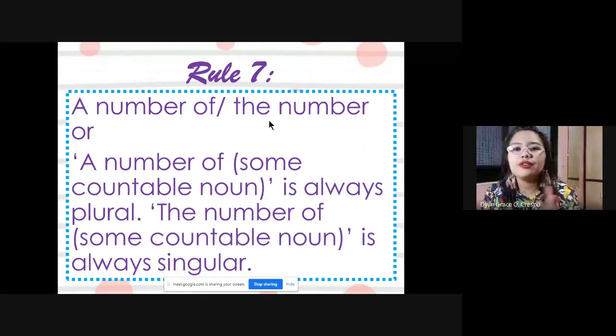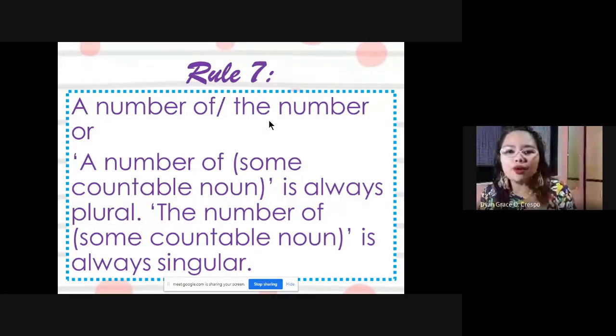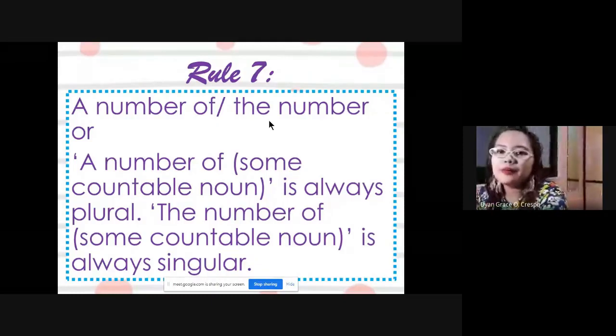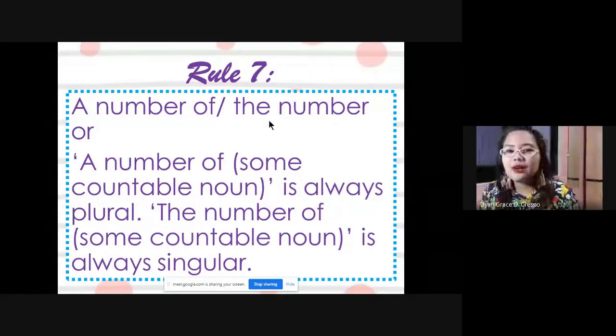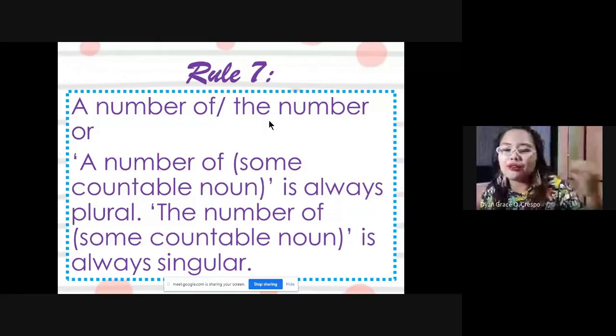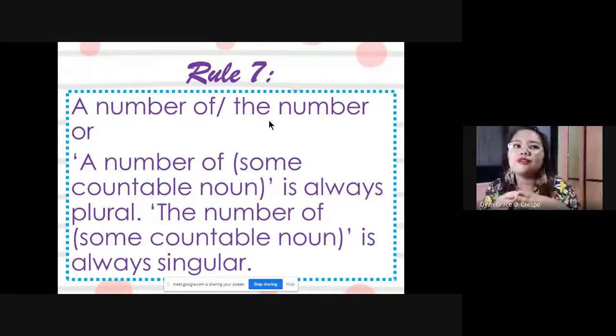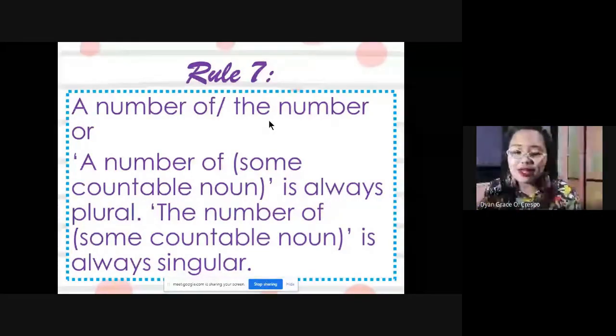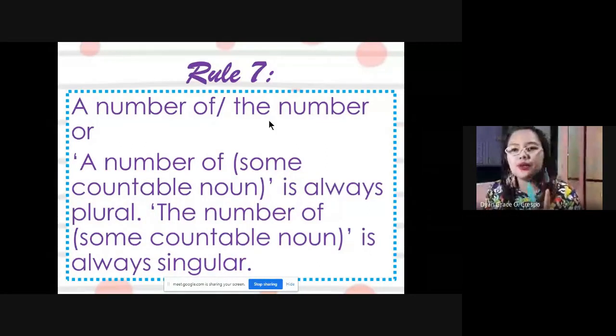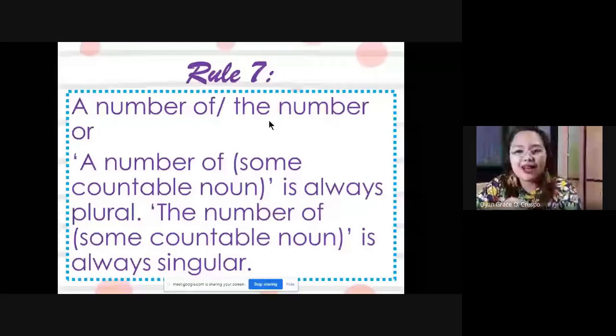Next, a number of or the number of. A number of plus some countable noun is always plural. Okay, pag sinabi daw na a number of, tapos countable noun, plural ang sagot. But when we use the number of, the some countable noun is always singular. Again, a number of plus any countable noun. For example, ano yung countable nouns natin? So we have pieces, ball pen, candies, those are countable nouns. The answer would always be plural, kasi you could just count it up.